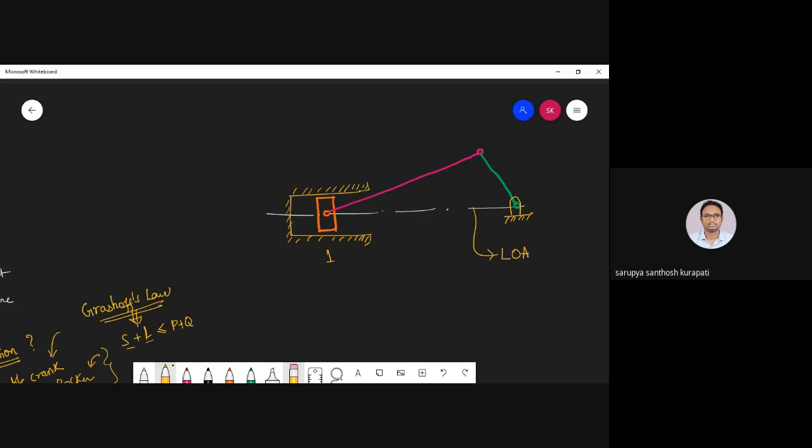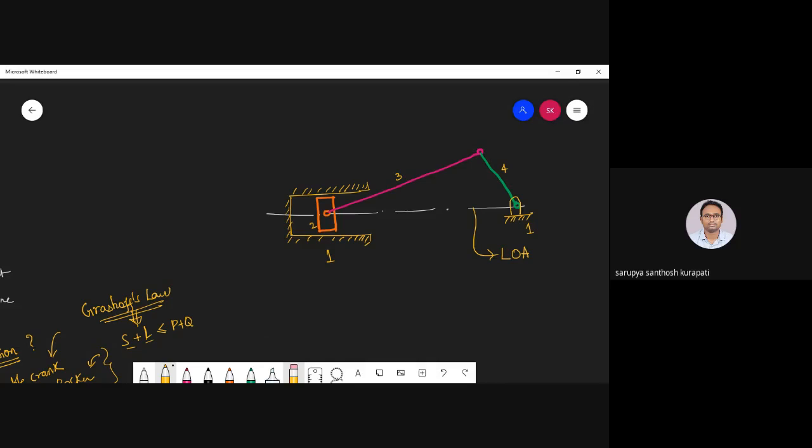The first pioneer, James Watt, developed this particular steam engine. Thereafter, the petrol and diesel engines came, working with this. So here this is link 1, this is link 2, link 3, and this is link 4. The fixed link is 1. How many links were there? 4 links.